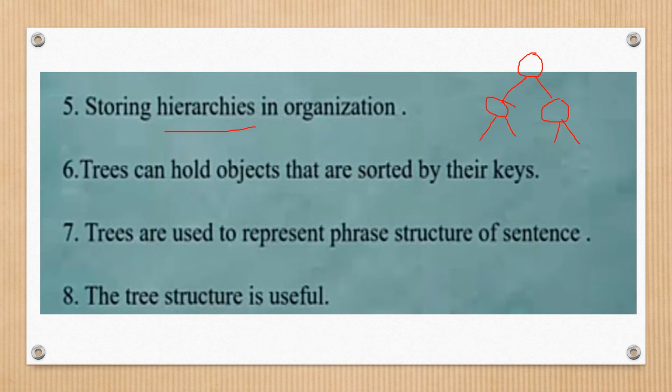Trees can hold objects that are sorted by their keys. For example, if we take employees in a company, if we want to sort using their salary, because all the employees don't have the same salary. Depending upon the salary, we can sort the employees, and also every employee has some employee ID. Using that employee ID, we can sort the employees in any organization.